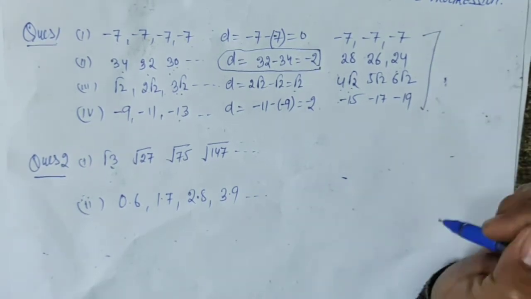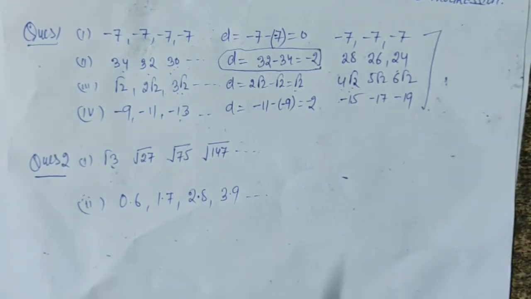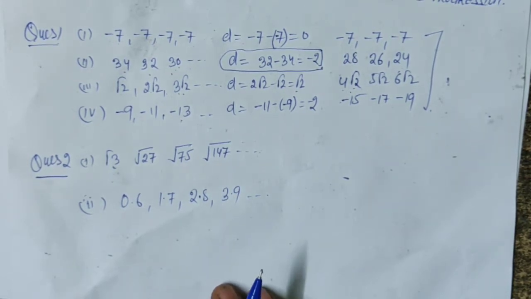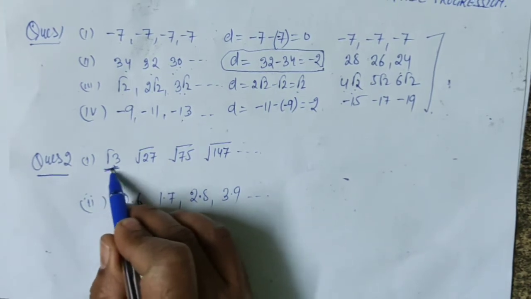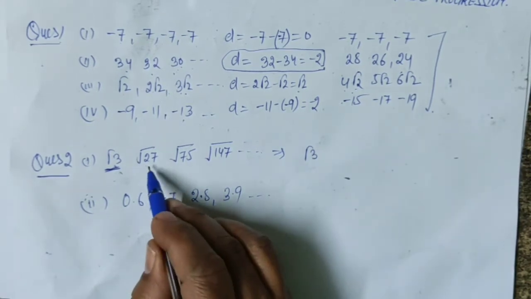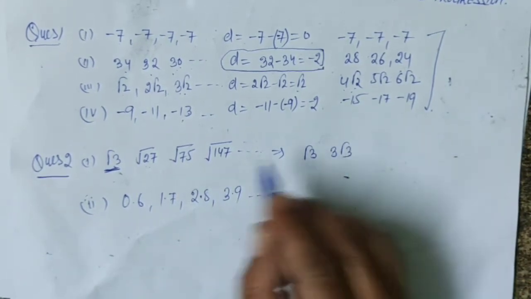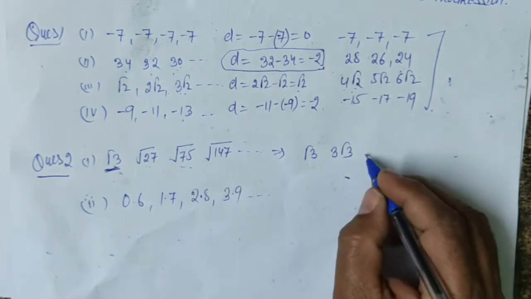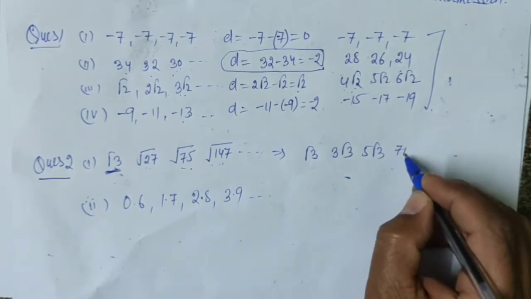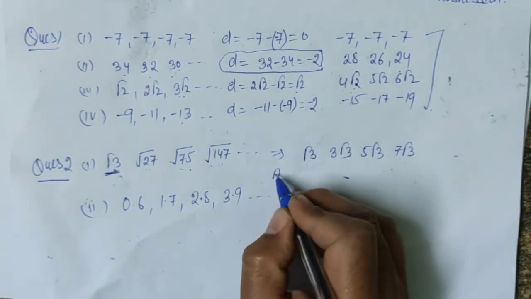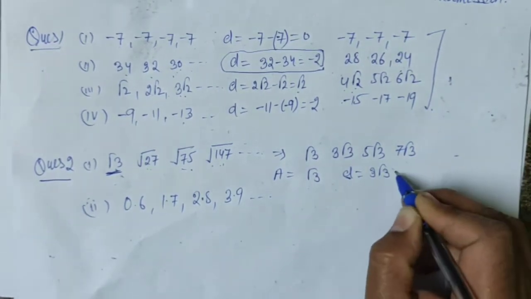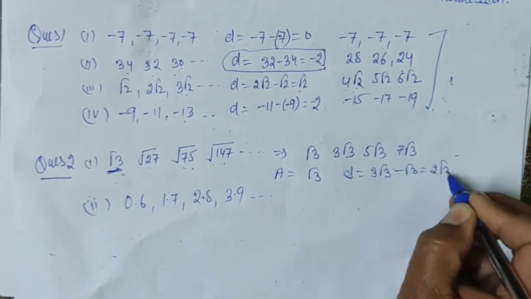This is the answer of the first question. The second question is given. For the following AP, write the first term and common difference. See beta, this is here. The same can be written as √3, √27, 3 into 3 into 3, that will be 3√3. √75, that is 3 into 5 into 5, that is 5√3, and 3 into 7 into 7, that is 7√3. Very clear? The first term will be √3. The common difference will be 3√3 minus √3, that will be 2√3.